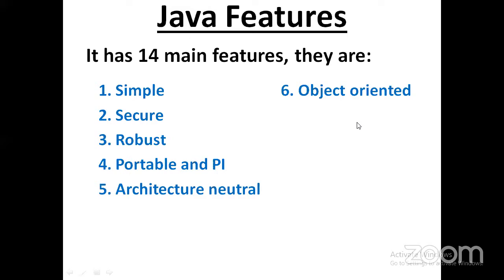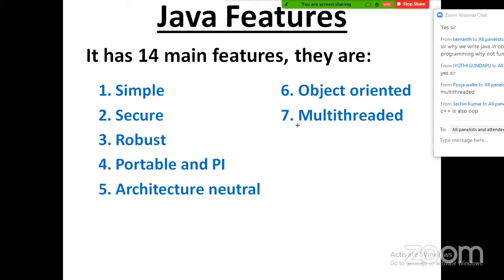Next point. Now, the next feature is multi-threaded. So what is multi-threaded? Now tell me the meaning of multi-threaded. Have you heard this word? Multi-threaded. Thread is nothing but one sequential flow of execution path.